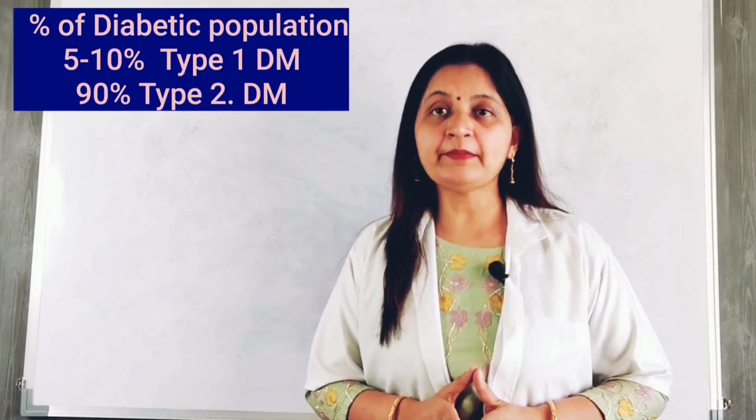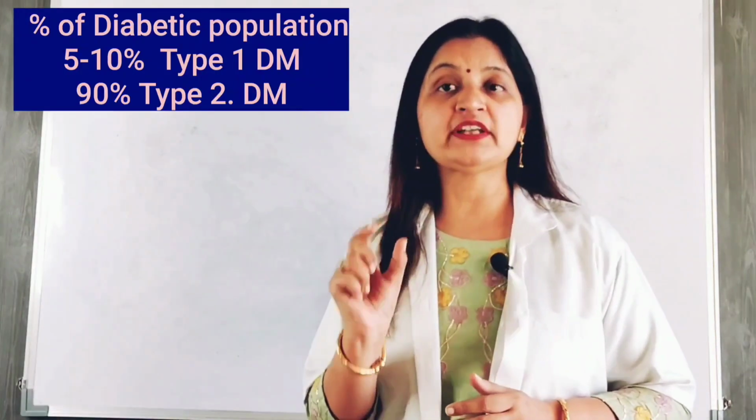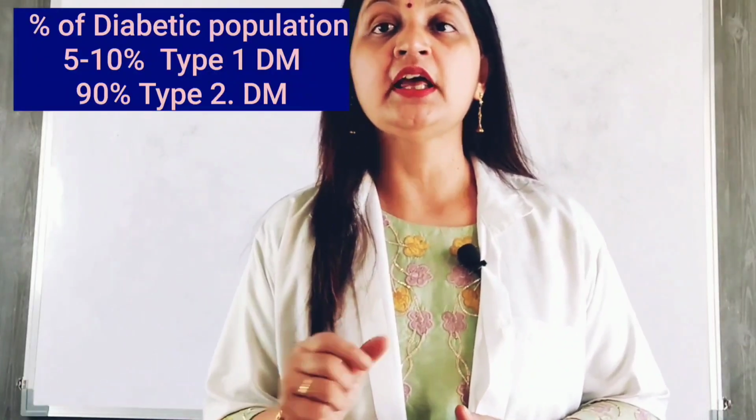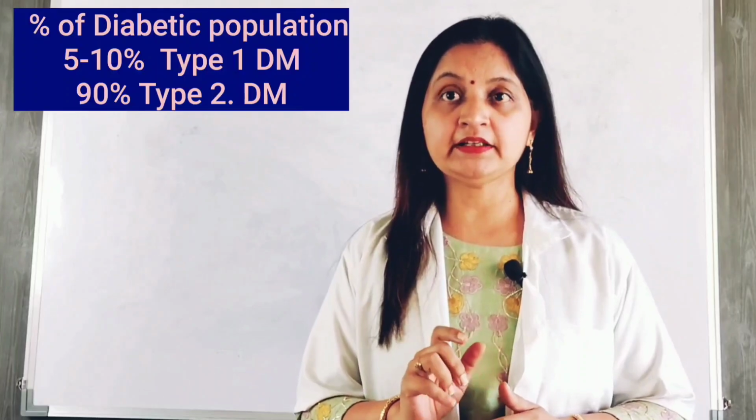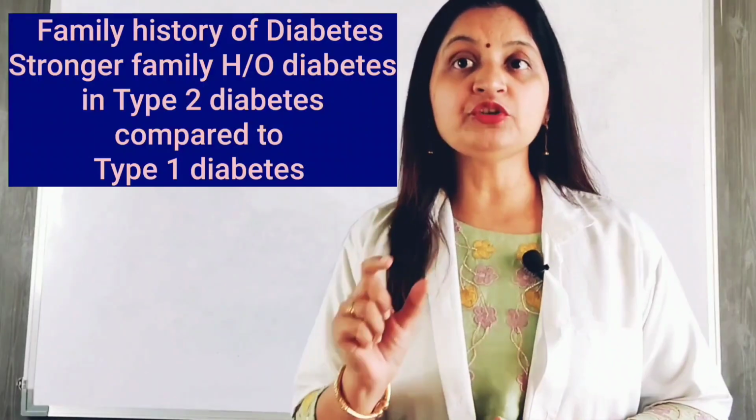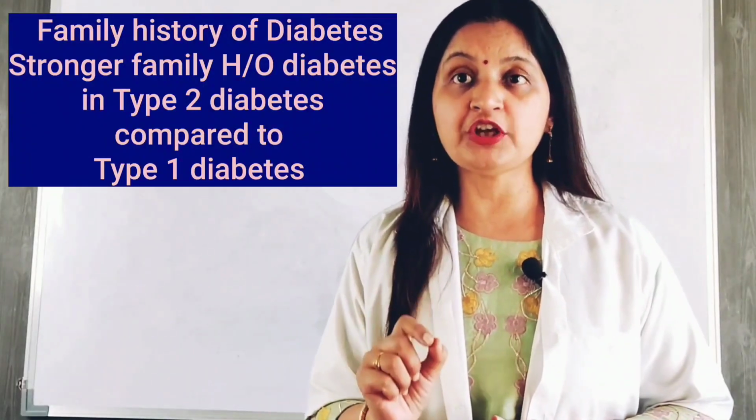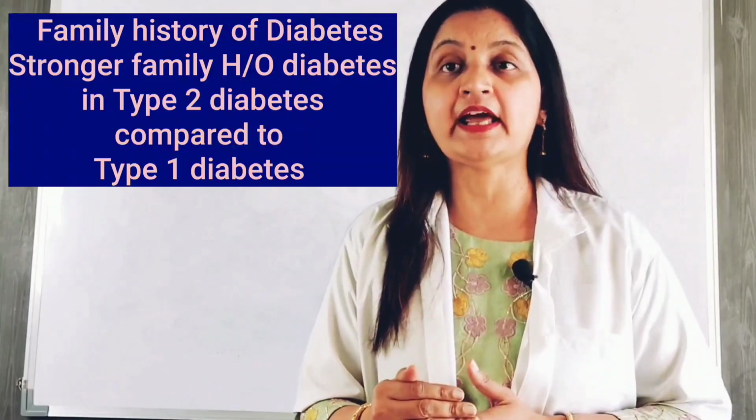With respect to percentage of the diabetic population, approximately 5 to 10% of the diagnosed diabetic population suffer from type 1 diabetes mellitus, whereas most people who have diabetes have type 2 diabetes mellitus, so it is more common. It occurs in about 90% of the diabetic population. So type 2 diabetes mellitus is more common than type 1 and it occurs because of insulin resistance and impaired insulin secretion. With respect to family history of diabetes, type 2 diabetes mellitus has a stronger family history of diabetes compared to type 1 diabetes mellitus.